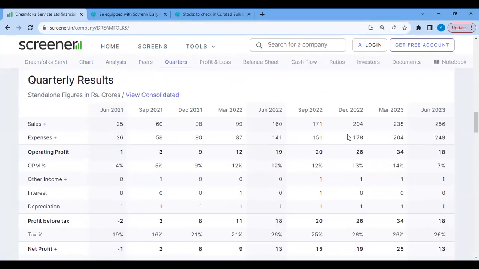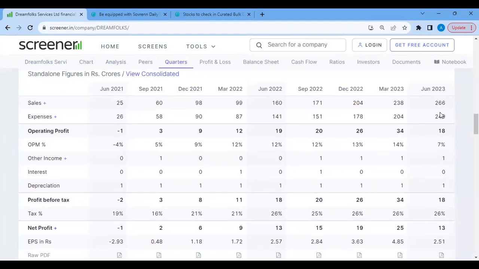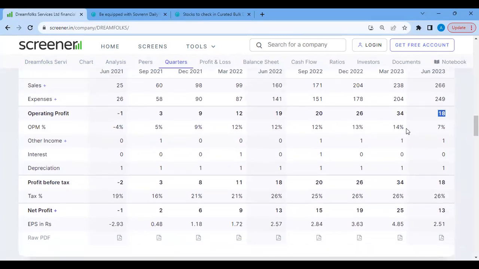Is this a sudden big drop in profits? Yes or no? This had a proper profit uptrend.